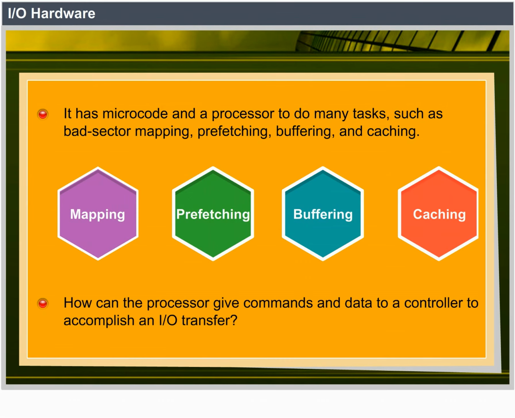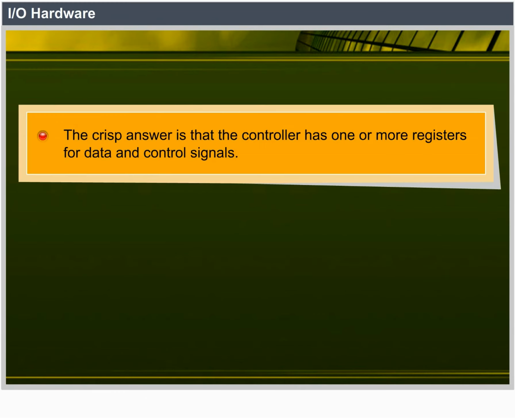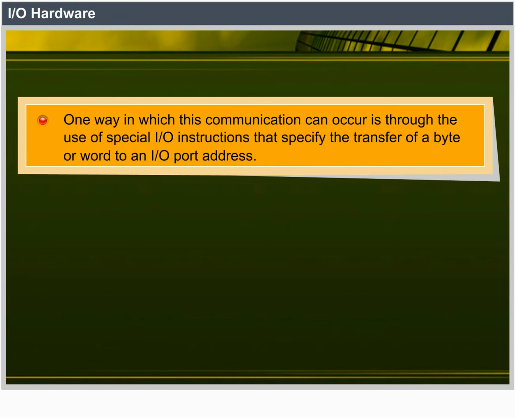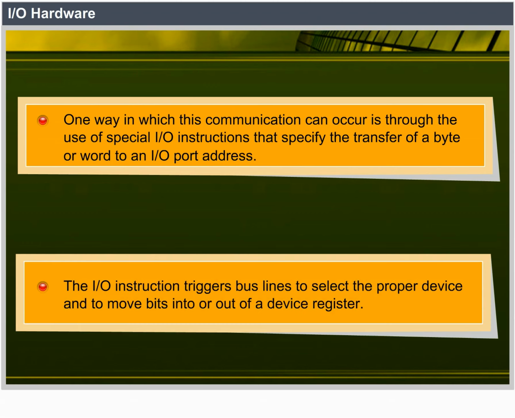How can the processor give commands and data to a controller to accomplish an input-output transfer? The short answer is that the controller has one or more registers for data and control signals. The processor communicates with the controller by reading and writing bit patterns in these registers. One way in which this communication can occur is through the use of special input-output instructions that specify the transfer of a byte or word to an input-output port address. The input-output instruction triggers bus lines to select the proper device and to move bits into or out of a device register.